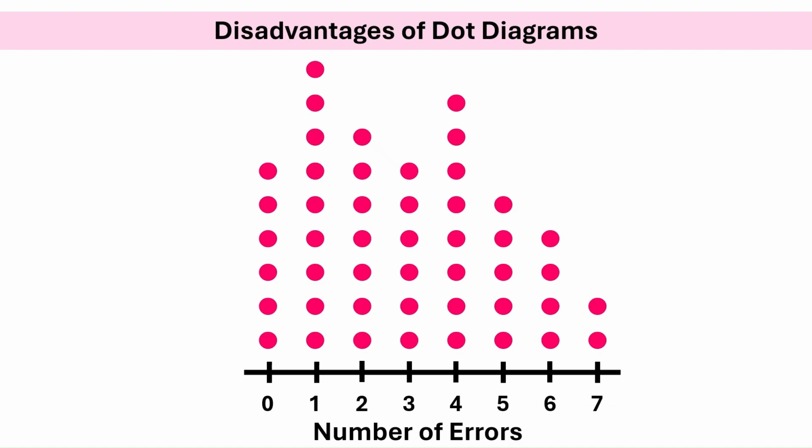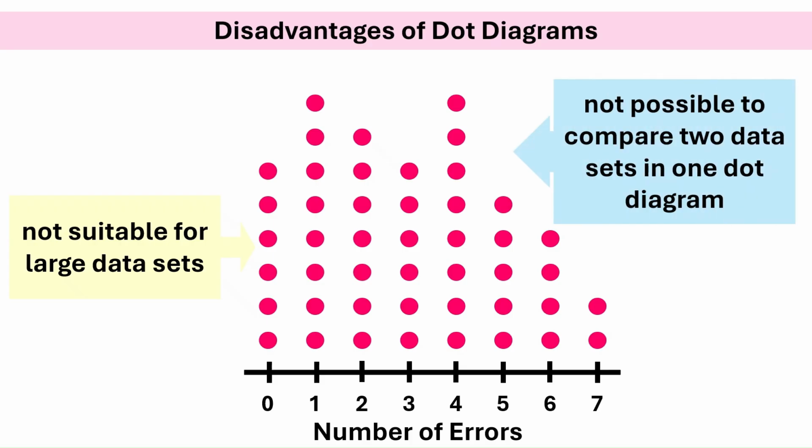On the other hand, dot diagrams are not suitable if the data set is too large. Just look at this mass of dots. It is also not possible to compare two data sets in one dot diagram. If we try to merge the previous dot diagram with this new one, we can't tell the two data sets apart.